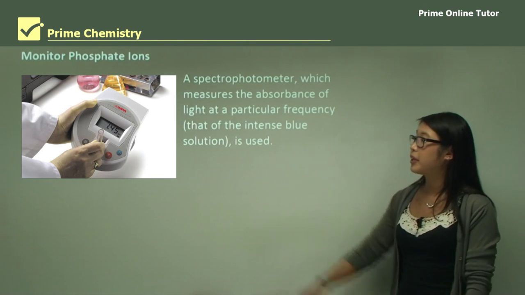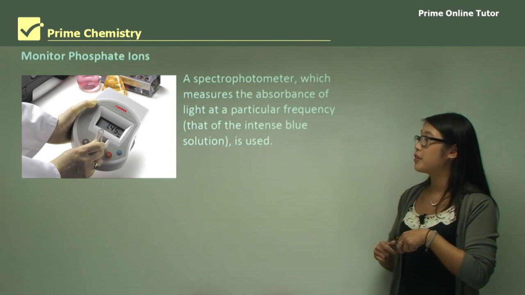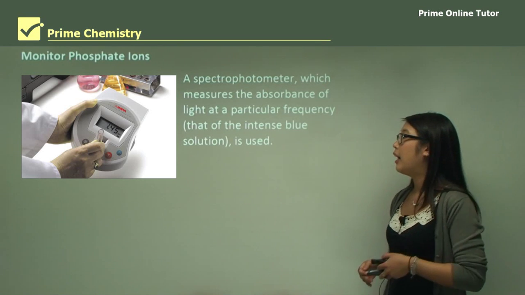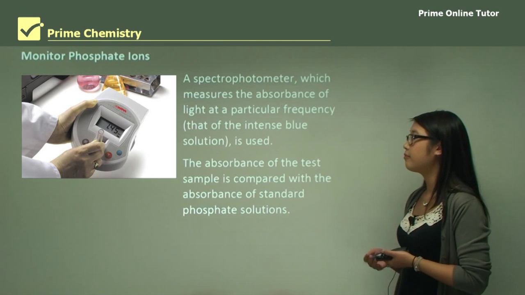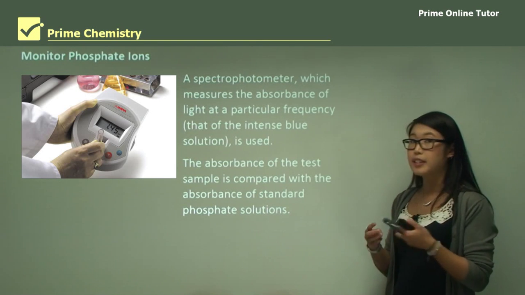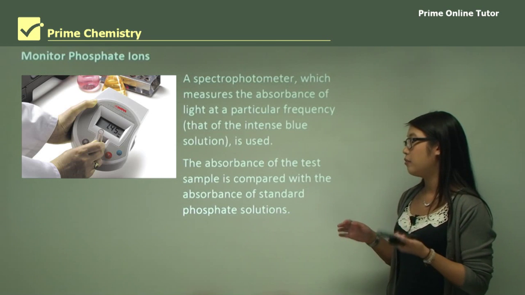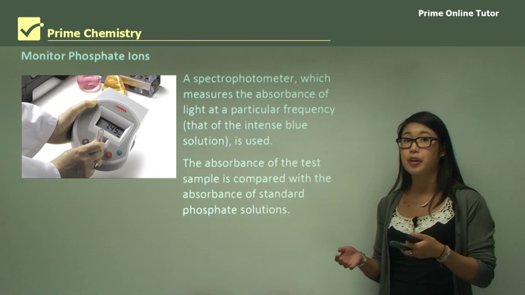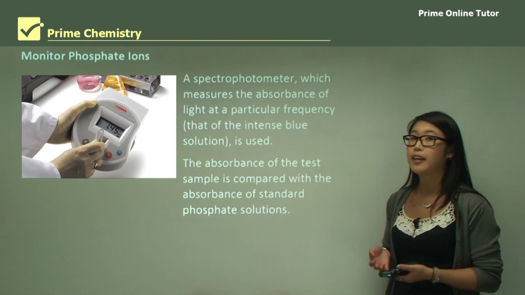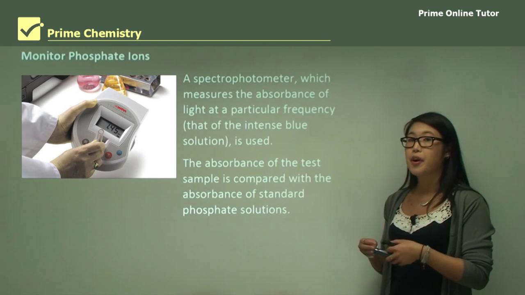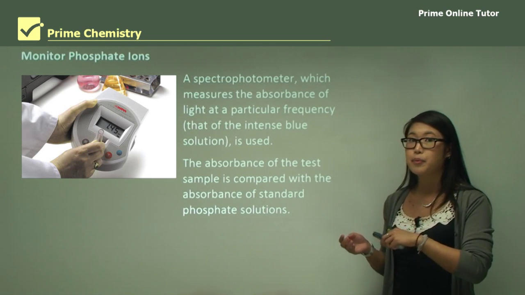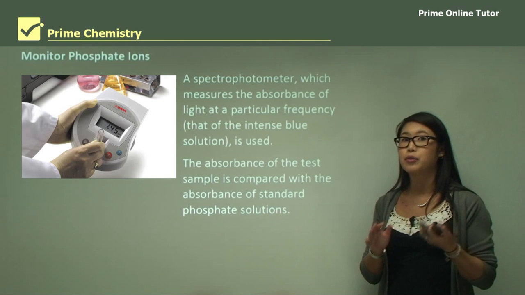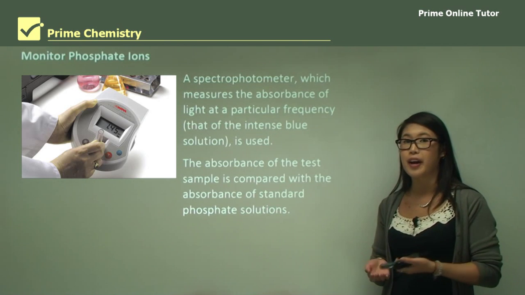So a spectrophotometer, in the picture over there, measures the absorbance of light at a particular frequency. In this case, because it's a blue test, we're looking at the frequency of blue in this technique. The absorbance of the test sample is compared to a set of standard solutions where we know the phosphate concentration in them, and then we can plot a calibration curve like we did with the AES technique. Once we've plotted a calibration curve, we can analyze our sample, figure out how much absorbed light there is, and then look at how much concentration of phosphate ions is in there.